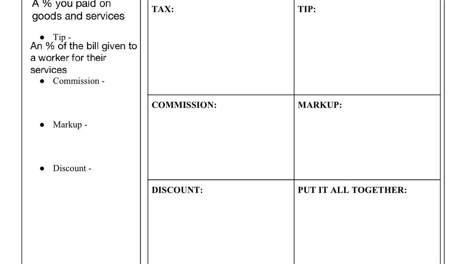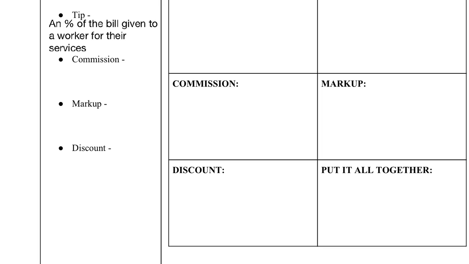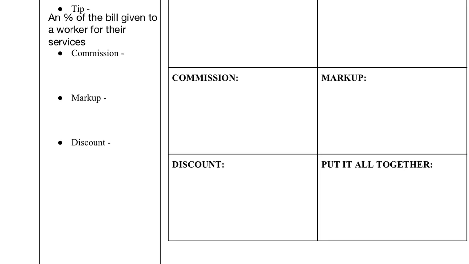Okay, our next definition is commission. There are people who work on a commission. For example, people who sell cars, they often work for a commission. They get a percentage of the amount that they make based on a sale.